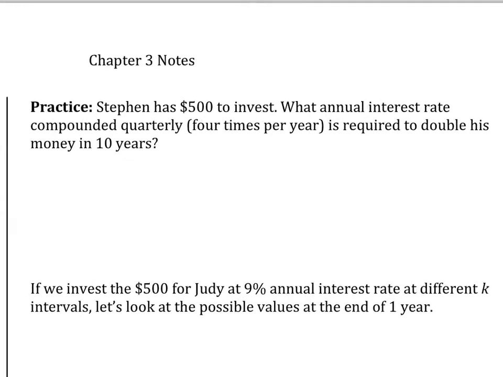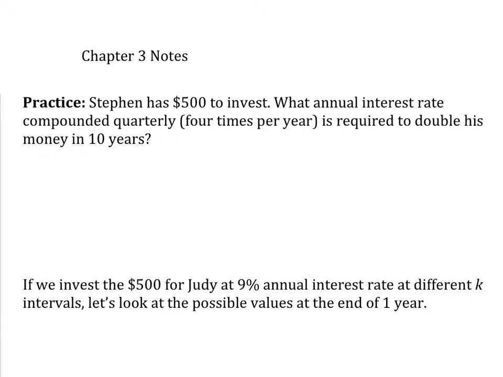Steven has $500 to invest. What annual interest rate, compounded quarterly, that is 4 times per year, is required to double his money in 10 years? Okay, again, this is A equals P times 1 plus R over K to the KT.